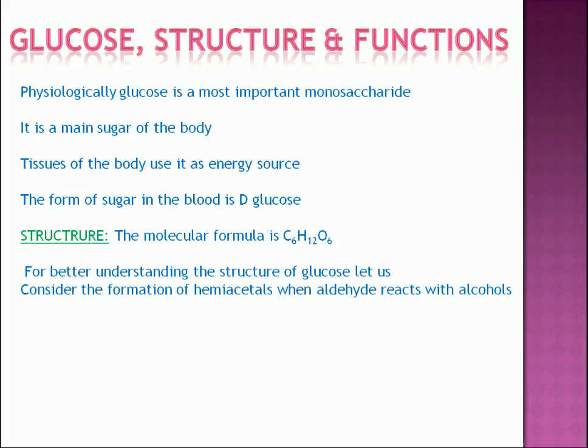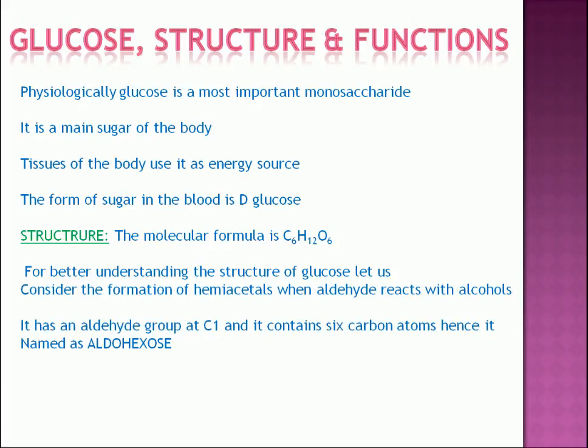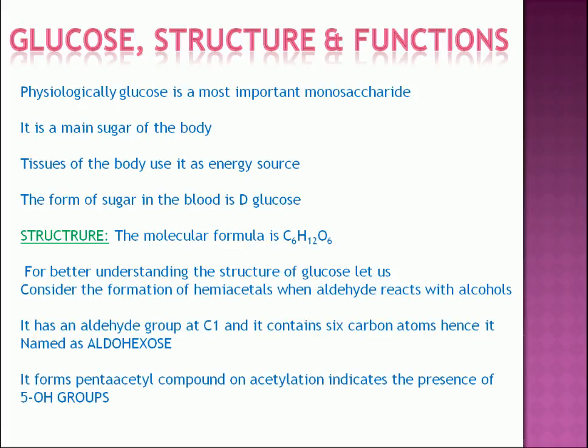For better understanding of the structure of glucose, let us consider the formation of hemiacetals. An aldehyde reacts with alcohols. It has an aldehyde group at C1 and contains 6 carbon atoms, hence it is named aldohexose. It forms a pentaacetyl compound on acetylation, indicating the presence of 5 OH groups. No 2 OH groups are attached to the same carbon atom, hence it is a stable sugar.